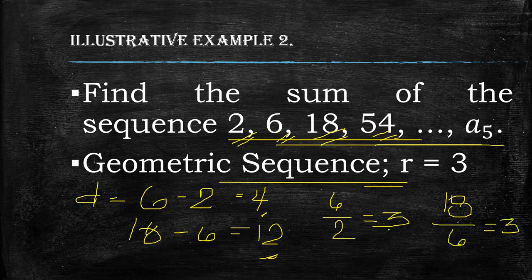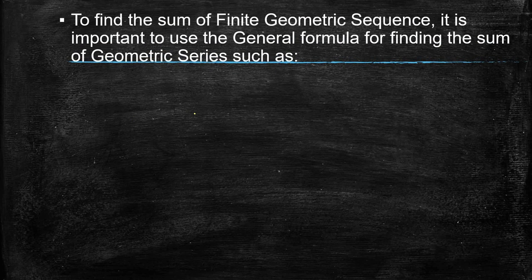So, as you can see here, parehas ang sagot natin na 3. So, we can now say that it has a common ratio of 3. Kaya natin nasabi na itong problem na to, itong sequence na to, is an example of a geometric sequence. Okay, next. Solve na natin yung sum of the geometric sequence.